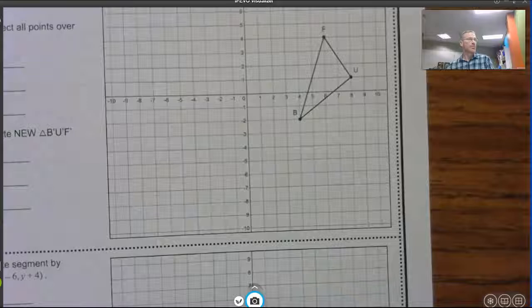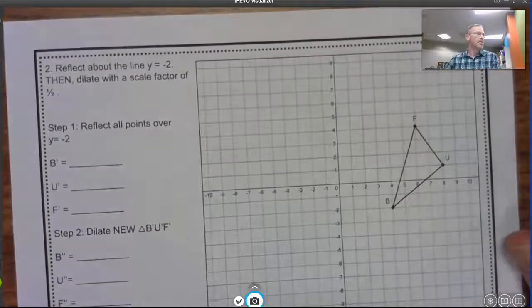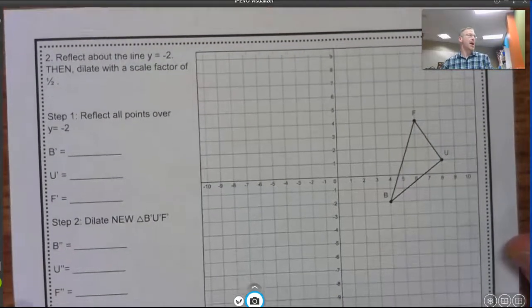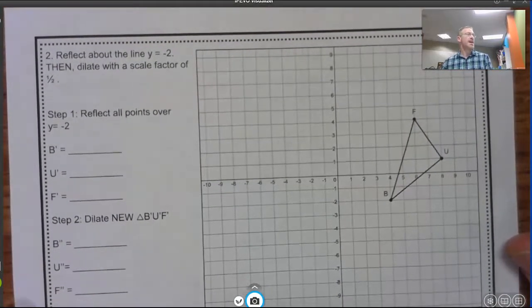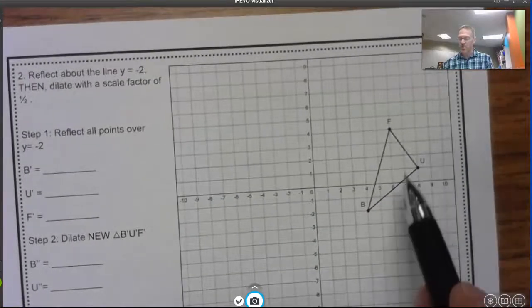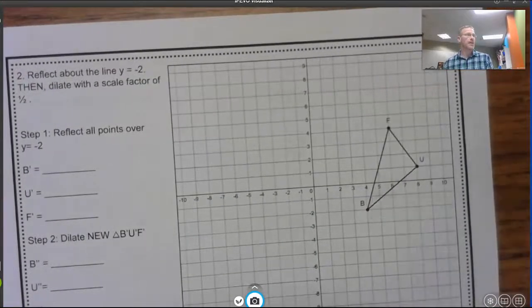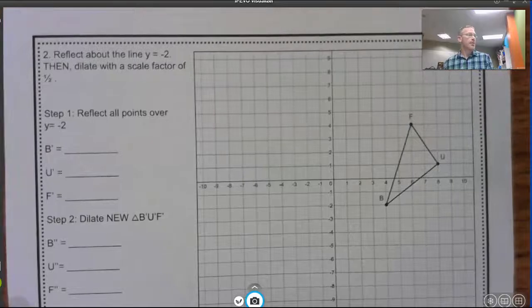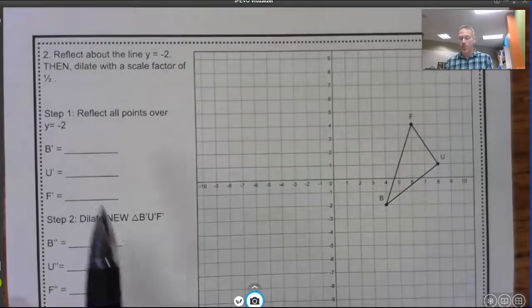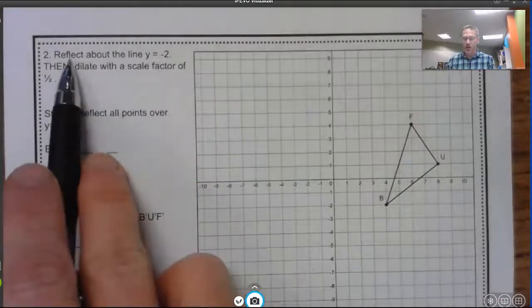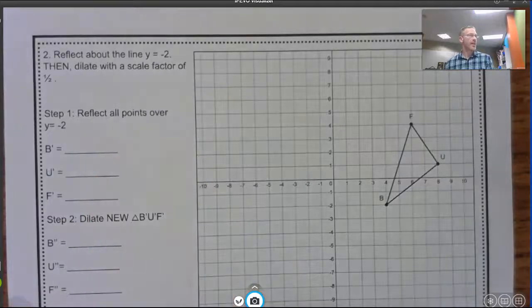So let's look at problem 2 here. All right, so we want to reflect about the line y = -2, then dilate with a scale factor of 1/2. All right, so here we have triangle BUF. So once again, we're going to just treat this as 2 problems, right? So the first thing I want to do is reflect about the line y = -2.